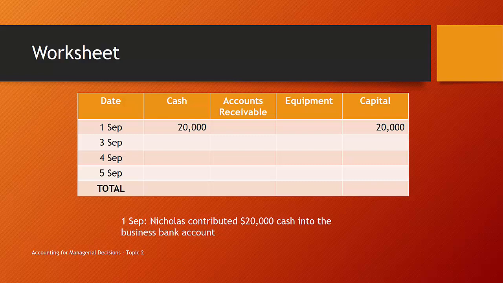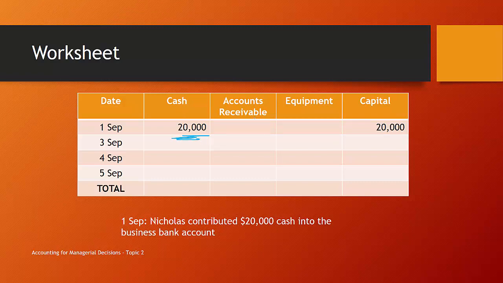Now we have a person or the owner outside of the business contributing cash into the business. So this means from the business's point of view, the business has additional assets of $20,000. So we have an increase in cash of $20,000.